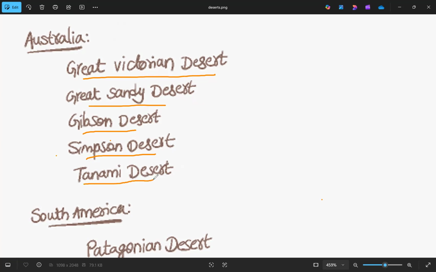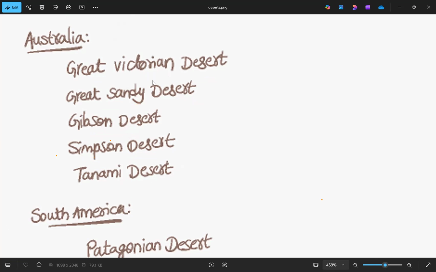What are the deserts? Let's go through them. It's like GST, please emphasize G because we have 3 Gs. GST, 3 Gs. Great Victorian Desert, Great Sandy Desert, Gibson Desert, and S for Simpson Desert, and T for Tanami Desert. These are the ones that needed to be covered in Australia.